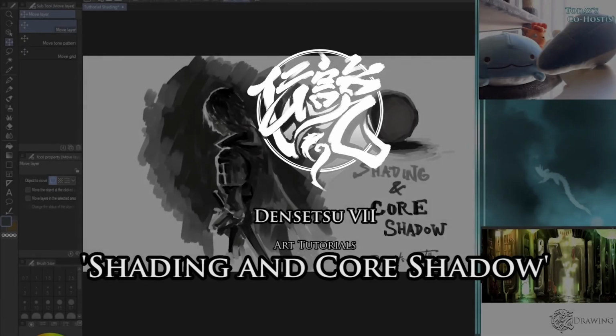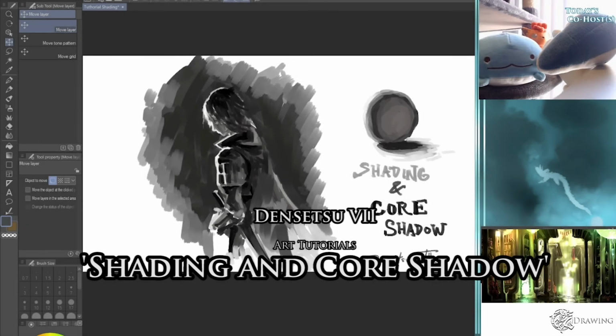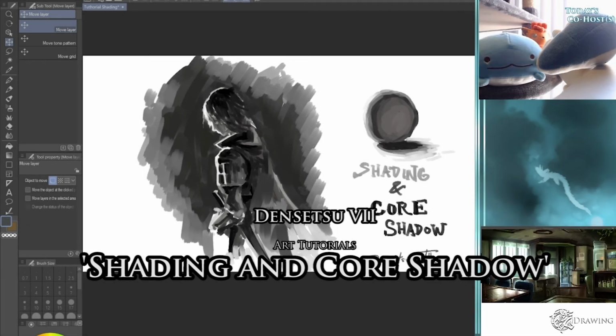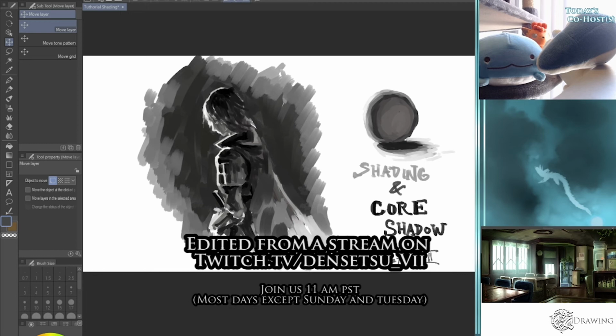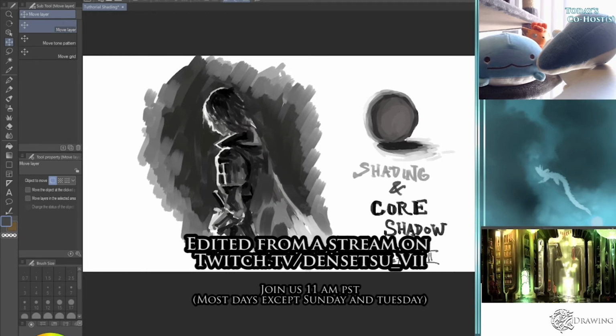Today, we're going to be talking about shading and core shadow. I know a lot of you are artists, a lot of you maybe know this stuff already, but this is what you all voted for, and I'm happy to oblige.